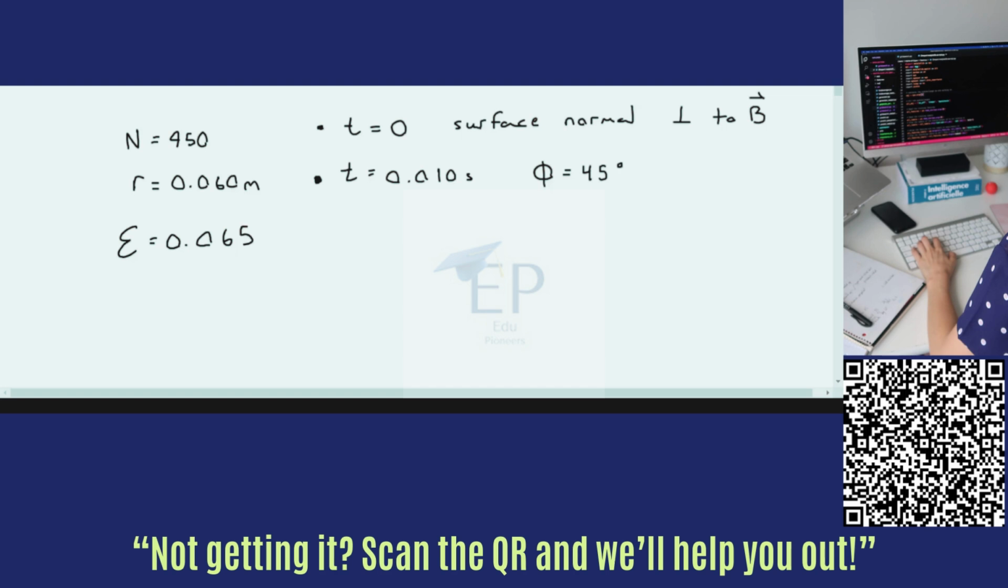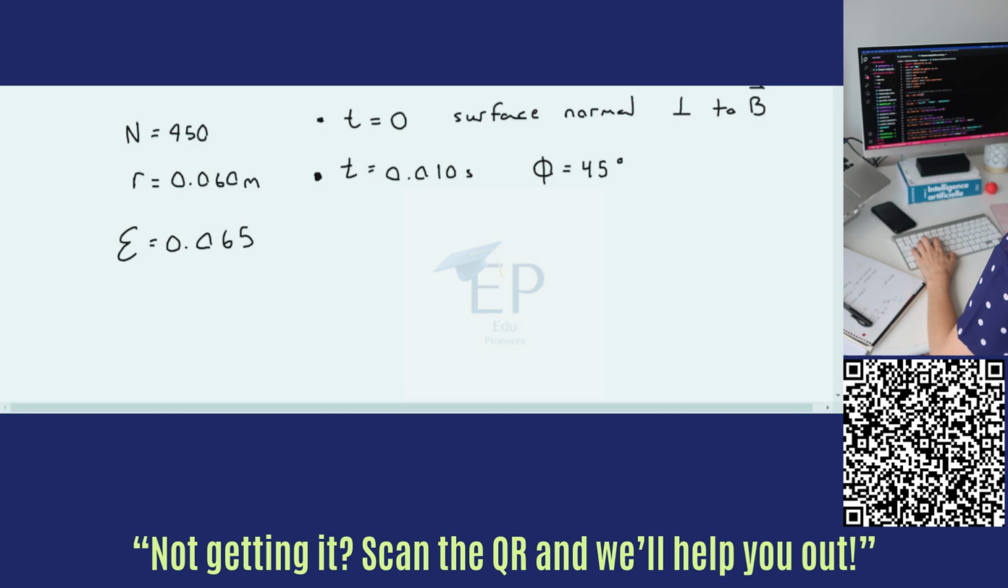For this example, we have a coil of 950 turns that is sitting in a uniform constant magnetic field. And initially, the surface normal of our coil is perpendicular to the magnetic field. So if we were to look at that in a view above our coil here, it might look something like this. Here is our loop, here is the normal, and maybe our magnetic field points in this direction.